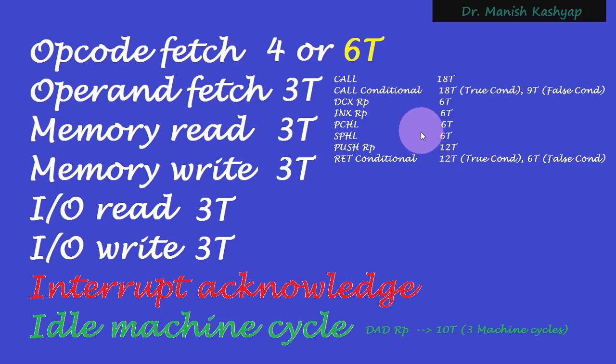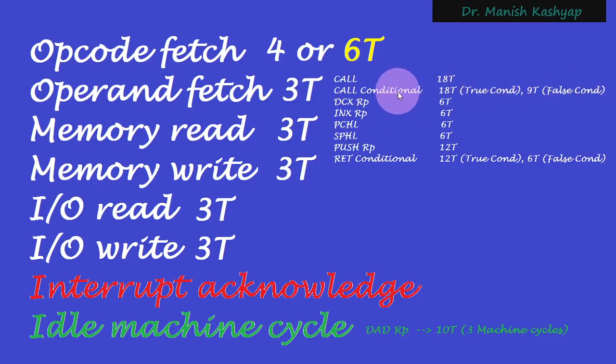If you see here, I have also written some special instructions which consume 6 T states for the opcode fetch machine cycle. Some of the instructions have two kinds of total T states that they consume. For example, this call conditional instruction consumes 18 T states when the condition is true, and it consumes 9 T states when the condition is false.